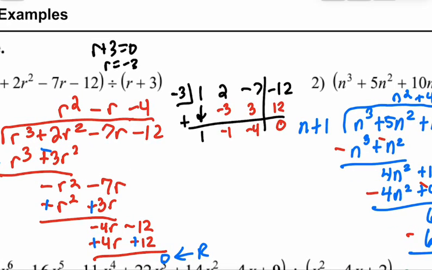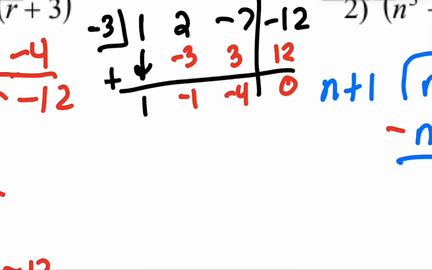Look at our answers. Our coefficients are 1, -1, -4. Put your r's back in. Our final answer is r squared minus r minus 4. So synthetic division, I like it. It's easier. You take out the variables, you use numbers, you put them back in at the end. So if it's a synthetic division option, I do tend to go that way. But please make sure you're practicing both. Can you do both?